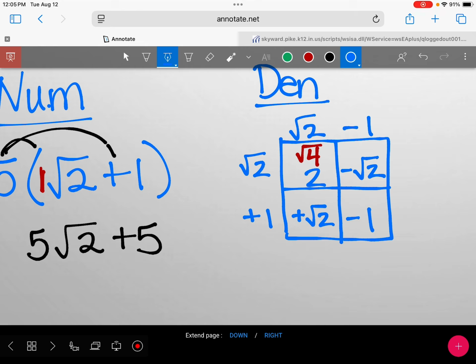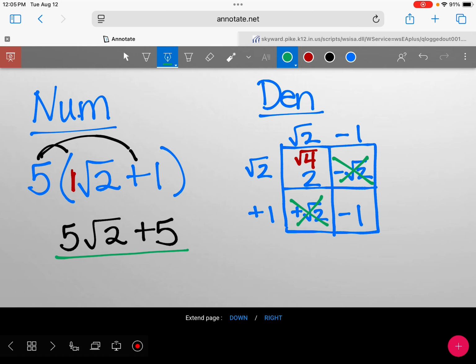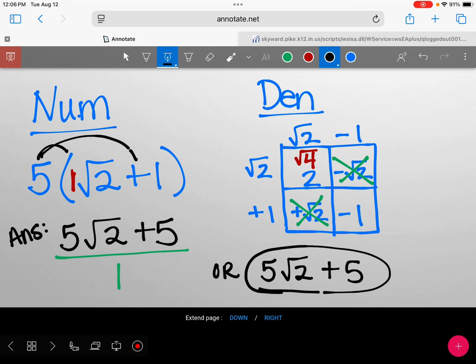Whenever you multiply two conjugates, the middle two boxes always cancel. So these two are going to cancel out. So all I have left is 2 minus 1, which is 1. So my denominator is 1. So this is my answer. Now, do you have to put the 1? If the denominator is 1, do you have to write that? You could also just say 5 root 2 plus 5. And this is the better answer.